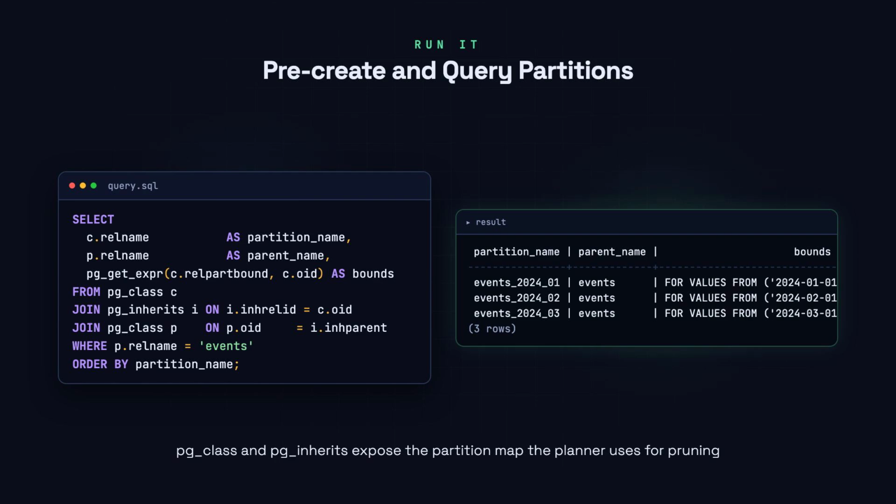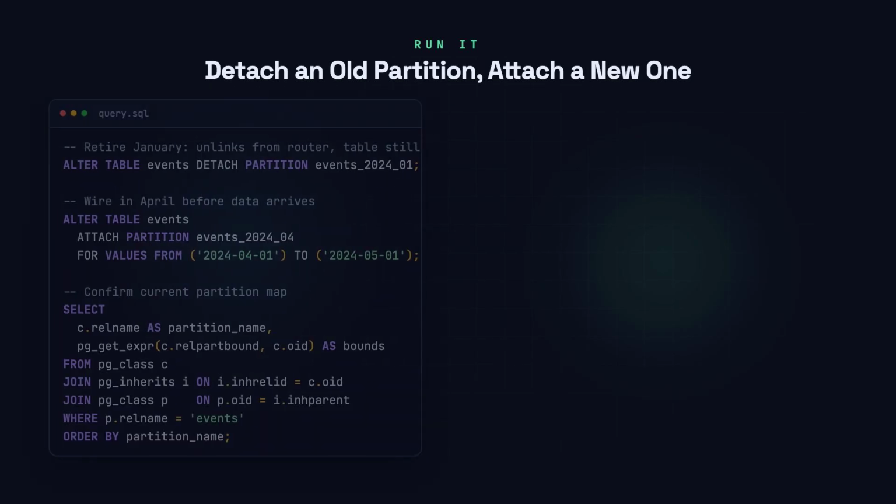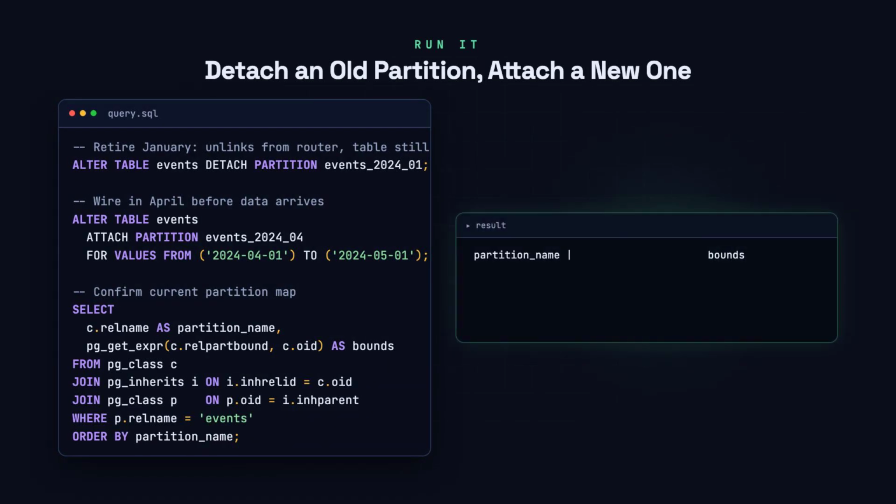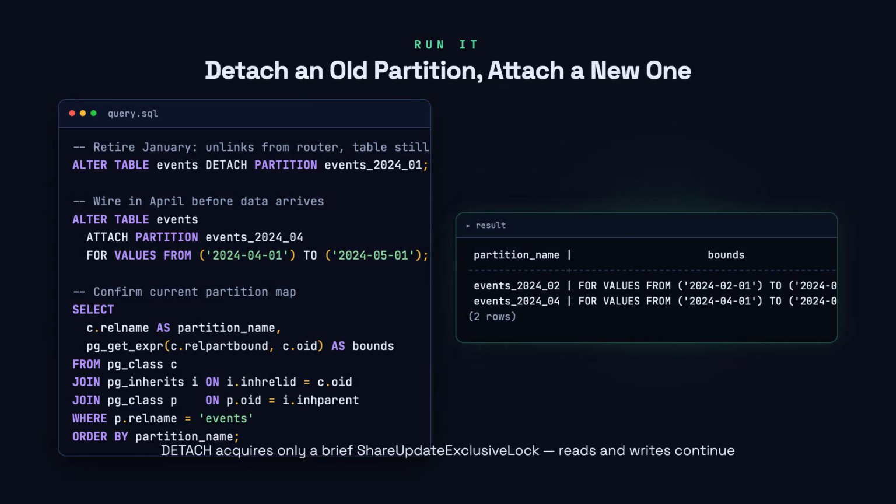This is exactly what the planner reads when it decides which partitions to scan, and what PG_Partman inspects before it creates the next one. Detach drops January from the routing table instantly. The rows survive in the standalone table, ready to be archived or dropped at leisure. Then attaching the pre-created April table requires only a short metadata lock, no rows move.